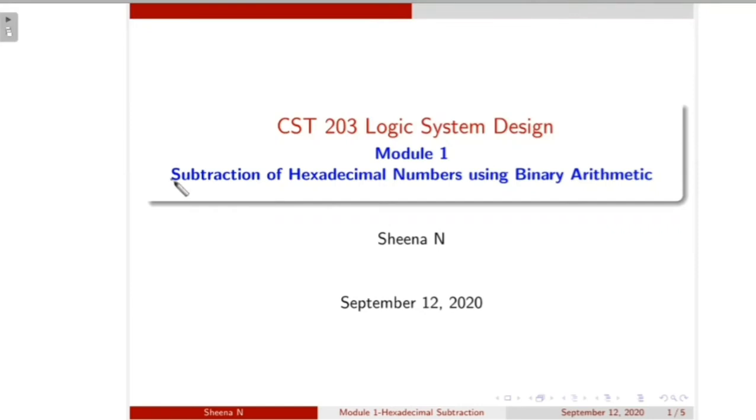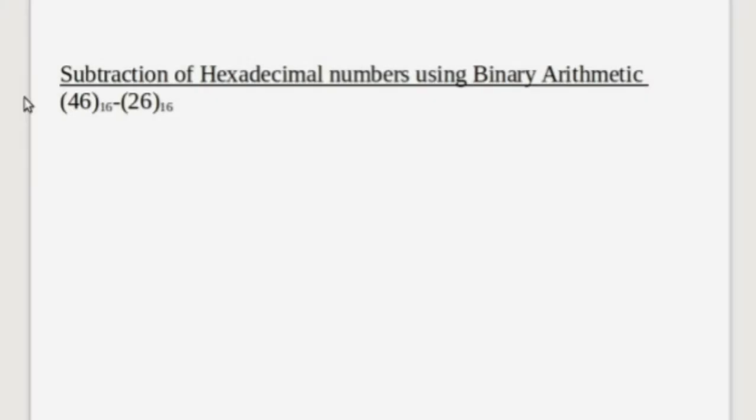Hi students, in this video we will discuss how to subtract hexadecimal numbers using binary arithmetic. In the last video we discussed subtraction of hexadecimal numbers using hexadecimal arithmetic. So consider an example: 46 base 16 minus 26 base 16. Here we perform hexadecimal subtraction using binary arithmetic.